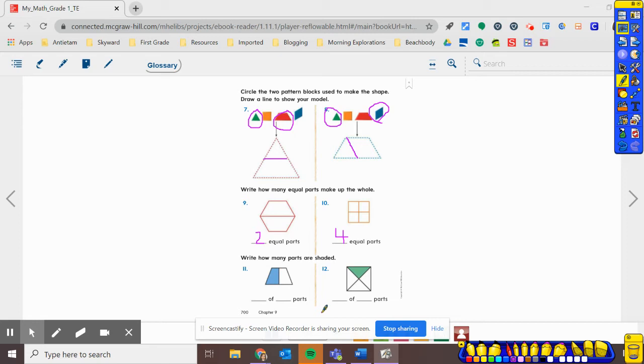Okay, so you should have finished 11 and 12 by now. Let's see. I have 1 part shaded blue out of 2 total parts. And for number 12, I have 1 part shaded out of 4 equal parts. Remember, I still count the one that's colored in as one of my parts. Make sure yours looks like mine. And then we are going to move on.